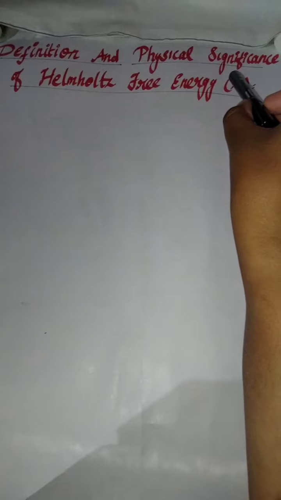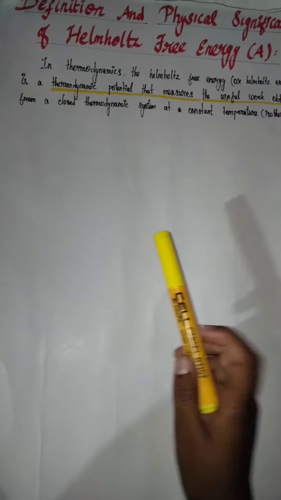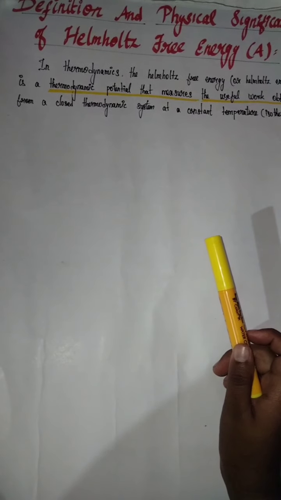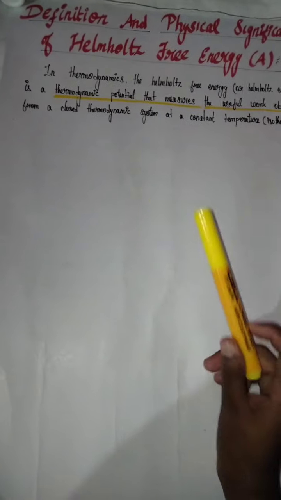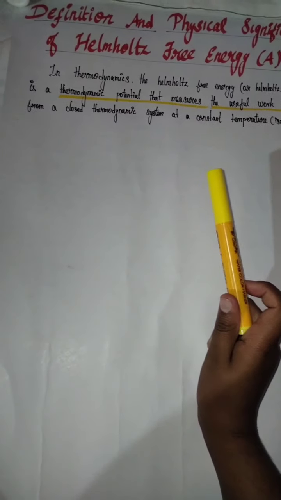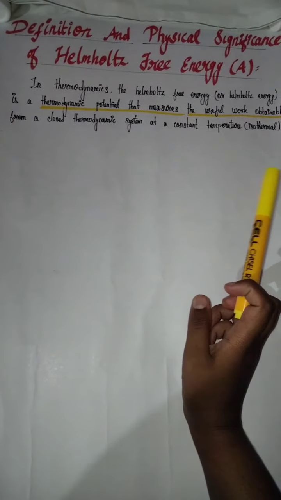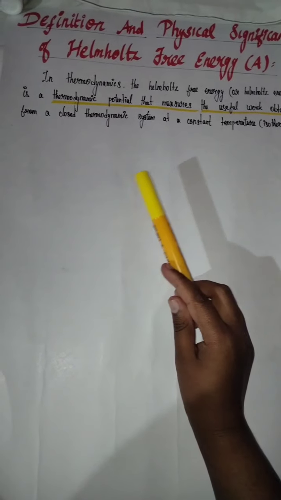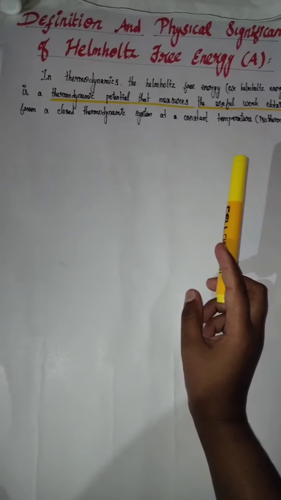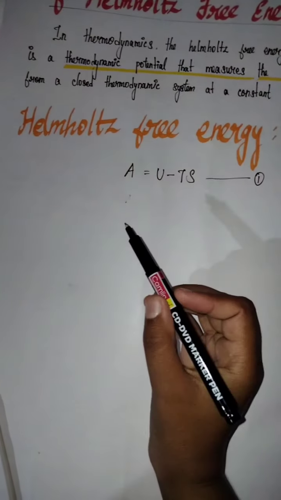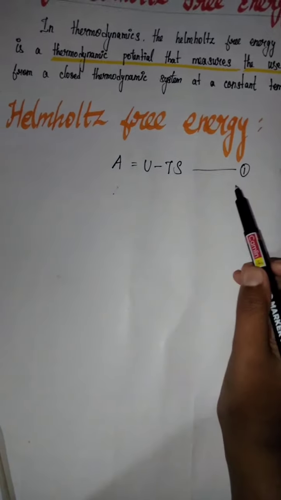Hello friends, today in this video we are going to discuss the definition and physical significance of Helmholtz free energy, which is given as A. In thermodynamics, the Helmholtz free energy, also known as Helmholtz energy, is the thermodynamic potential that measures the useful work obtainable from a closed thermodynamic system at a constant temperature in an isothermal process. Now we can see the equation for Helmholtz free energy.